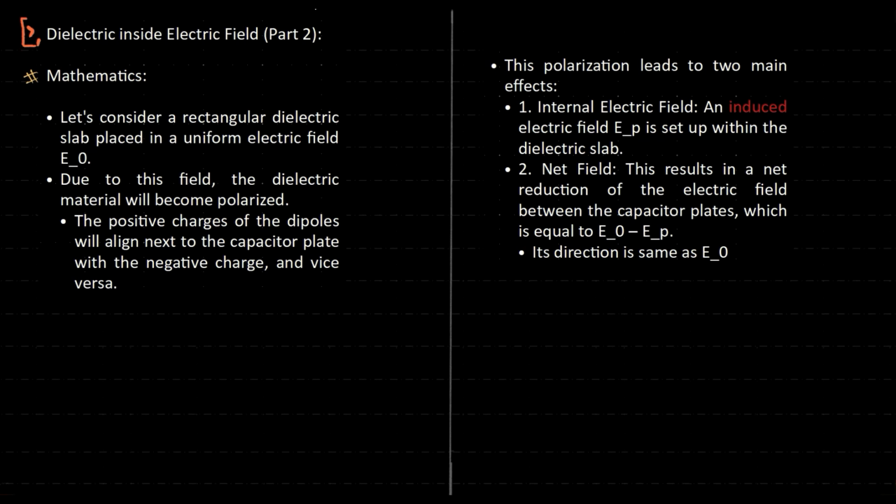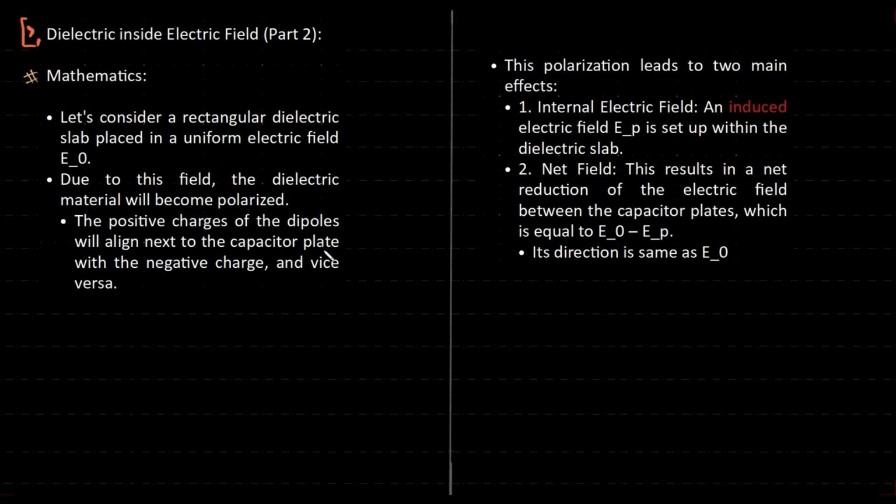Now let's see the mathematical aspect of introducing a dielectric material in between two parallel plates. Let's consider a rectangular dielectric slab placed in a uniform electrical field E0. Due to this field, the dielectric material will become polarized. The positive charge of the dipole will align next to the capacitor plate with the negative charge and vice versa.